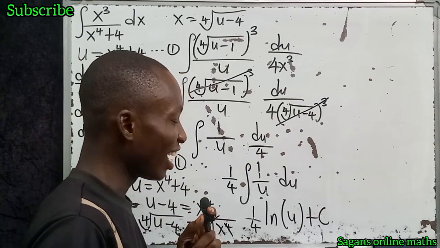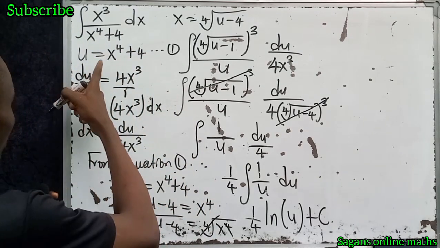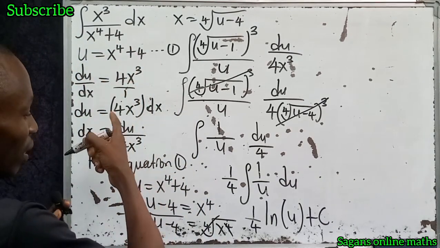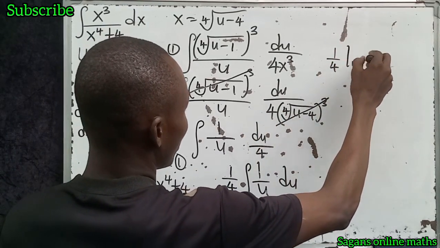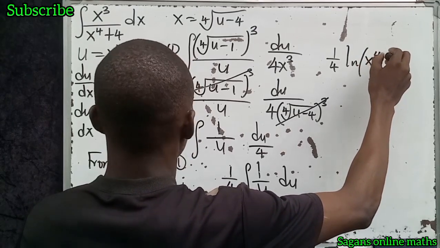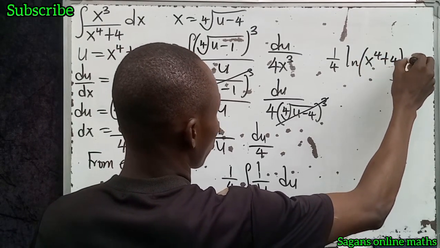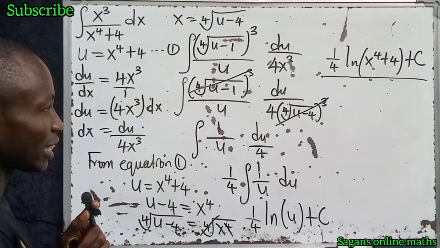Very simple, right? Now from here, remember that u is what? Look at u. U is s to the power of 4 plus 4. So that means this now becomes 1 over 4 ln of s to the power of 4 plus 4, plus our integration constant C. And this is the answer to this question. Can you see how simple and interesting it is?